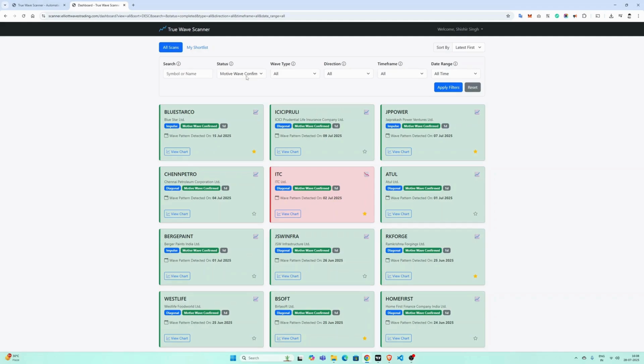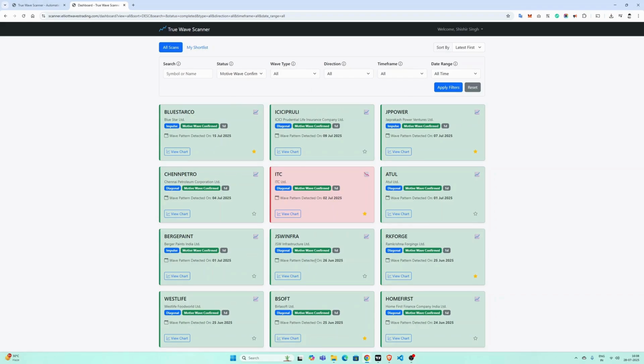So these are the kind of setups which are ready to use, where wave 1 is done and wave 2 has also done a minimum retracement which is required for wave 2, 38.2%. Obviously wave 2 can go deeper, 50%, 61.8%. So we need to look for price action and figure out the right level from which wave 3 might start, right? So now that I have filtered it, I can see all these options.